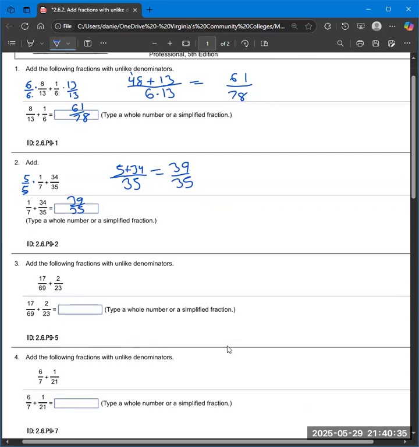Another example here, 23 times 3 is 69. So this is going to be 17 plus 6 over 69. 17 plus 6 is 23 over 69, and we just said that 69 was 3 times 23, and I have 1 times 23 in the numerator. 23 over 23 makes a 1, and my fraction simplifies to be 1/3.